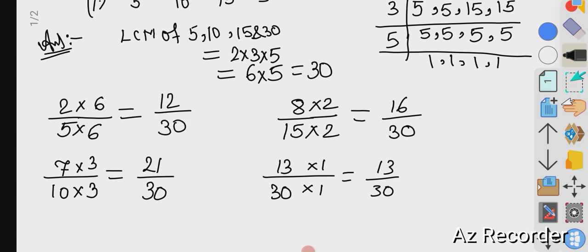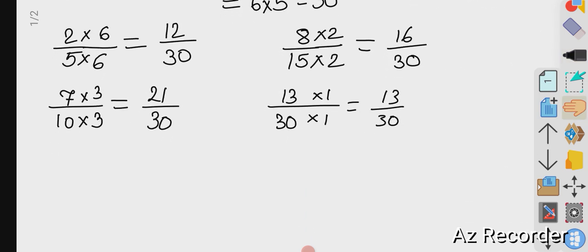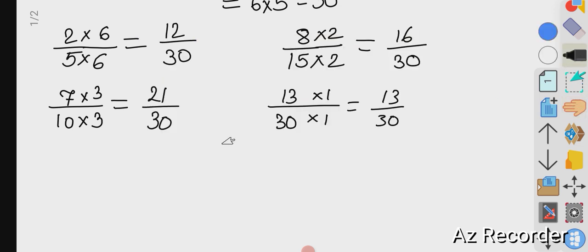Now we will compare. How will we compare? The number which has the greater numerator value. What I have said, the number which has the greater numerator value is the greatest. The one with the biggest value in the numerator will be the biggest, and the one with the smallest will be the smallest. So let's try to apply the same concept here also.